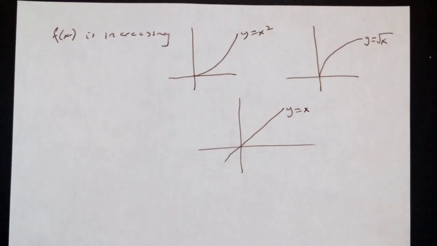And I could do the same idea for decreasing. Yes? I could draw a function that's decreasing, either like x squared on the left, or I could turn the graph of the square root of x upside down, or I could turn the line upside down.